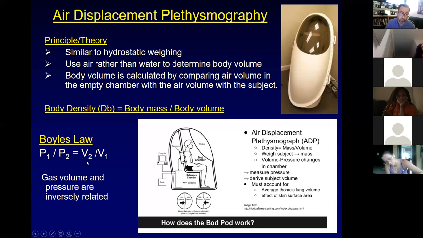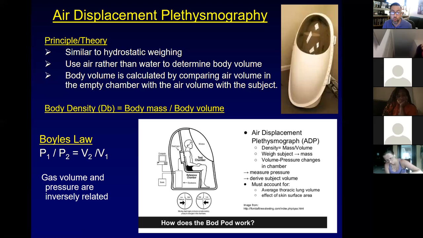So it's this idea that gas volume and pressure tend to be inversely related. And so the more volume you occupy, the higher the pressure is going to be on the other side of you in that particular way. So there's some issues with the Bod Pod.